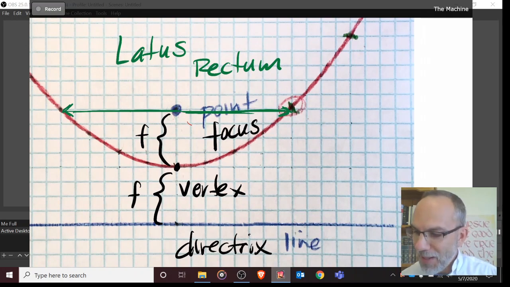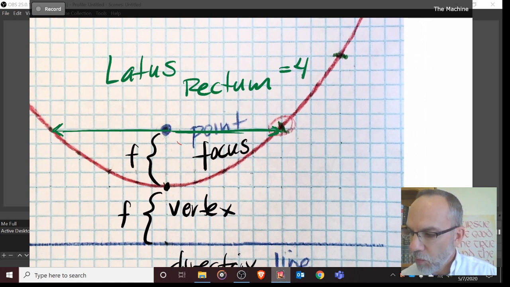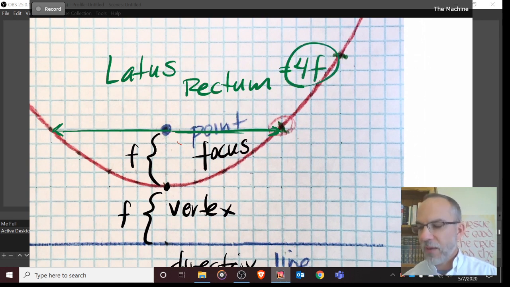Interestingly enough, the latus rectum has a distance of 4 times f. Whatever f is, the distance from the vertex to the focus or from the vertex to the directrix, the latus rectum is quadruple that. So let's just double check. How far is it from the focus to the vertex?